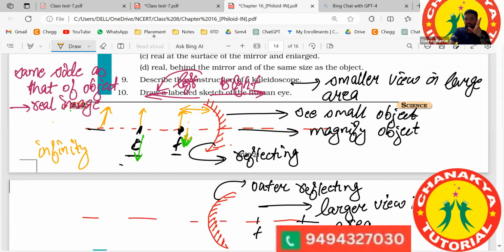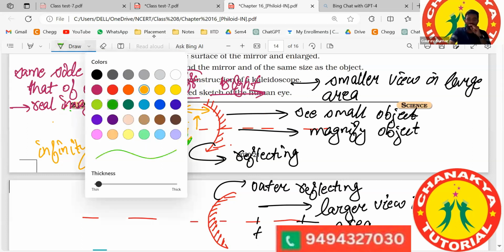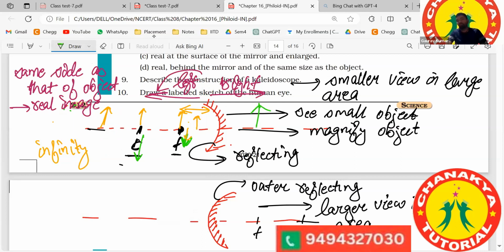And if there is an object between the focus and the mirror, then that image is virtual. So can you tell me what position you should take of the object so that you get a virtual image? It should be closer to the mirror, very close to the mirror. But I have told you the criteria. Tell me the criteria.